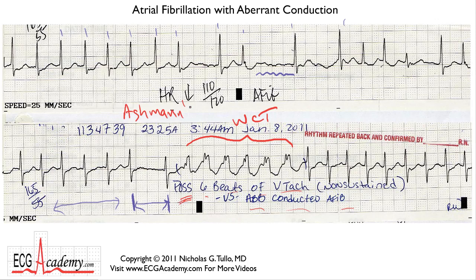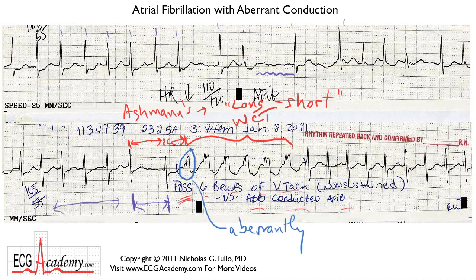Ashman's is commonly referred to as long-short. And by long-short, we mean that this long R to R interval, followed by a short R to R interval, results in aberrant conduction of this beat here. So this beat conducts aberrantly because the long R to R interval resulted in a long action potential of this beat. So when you have a long action potential, the next beat that comes down, if the AV node lets one down rapidly, results in aberrant conduction because one of the bundle branches hasn't recovered yet.